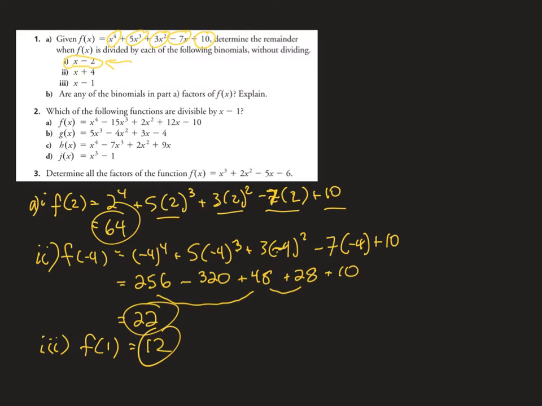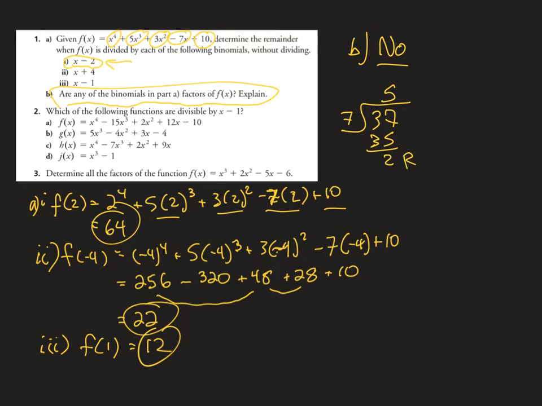Part B. Are any of the binomials in part 1 factors? Well, no. If they were factors, then there would not be a remainder. Like 37 divided by 7 equals 5 with a remainder of 2. So that means that 7 is not a factor of 37. But 35 divided by 7 has a remainder of 0 because it divides perfectly. So no, they're not. They all have remainders.